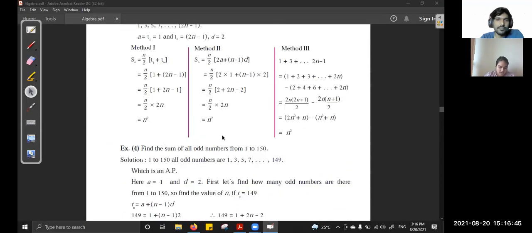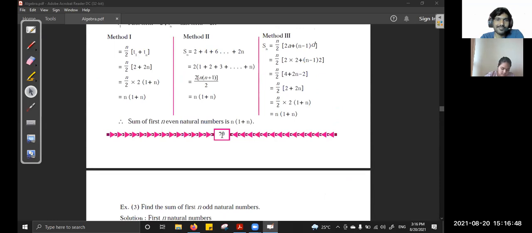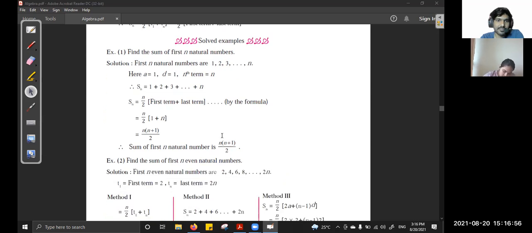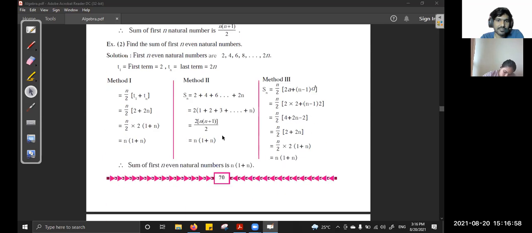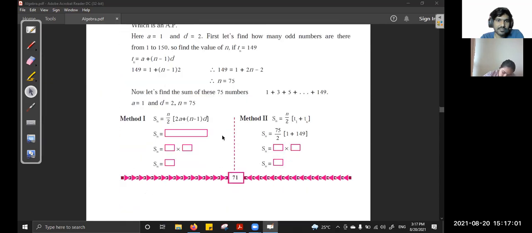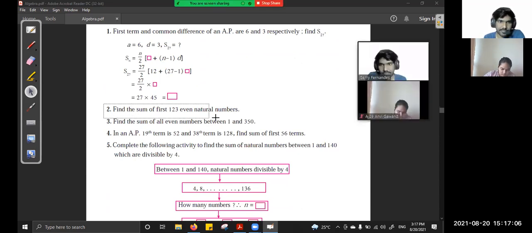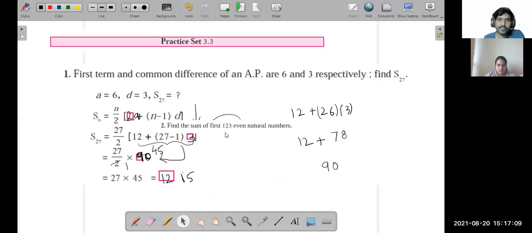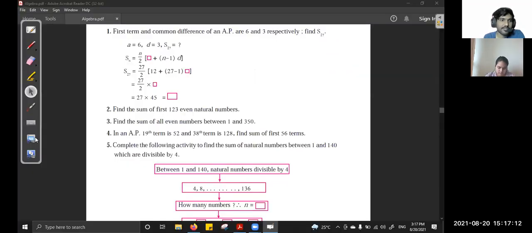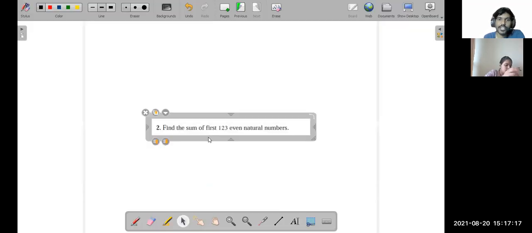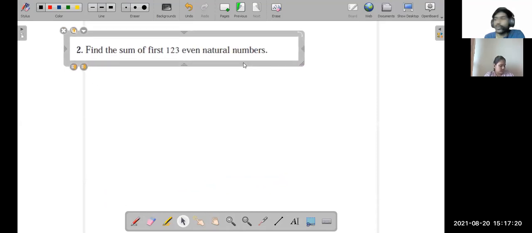What small boxes there are given, nothing is fitting in there. Okay, let's do the second one. The second one is: find the sum of the first 123 even natural numbers.